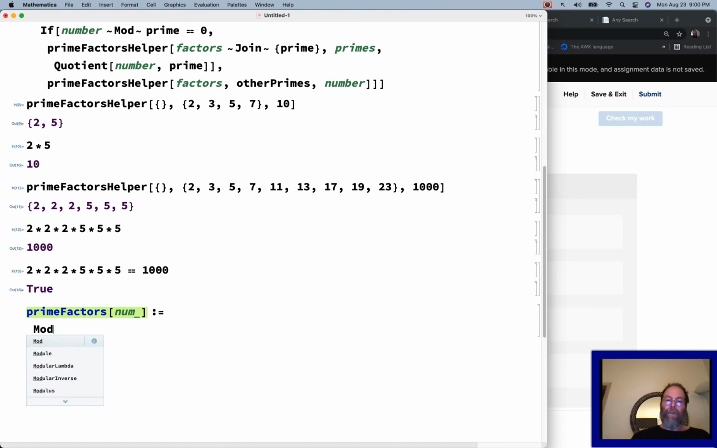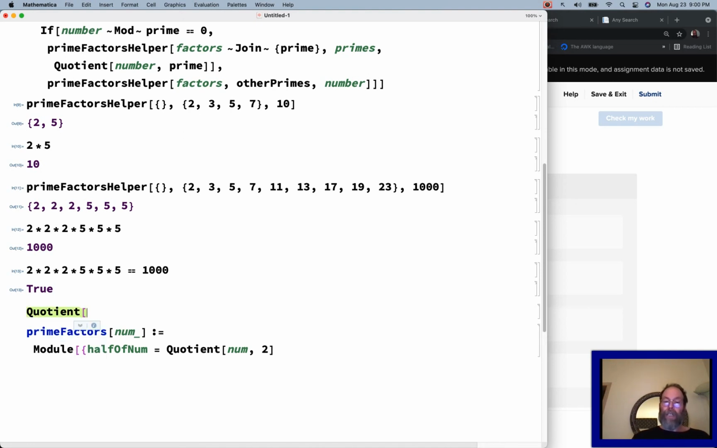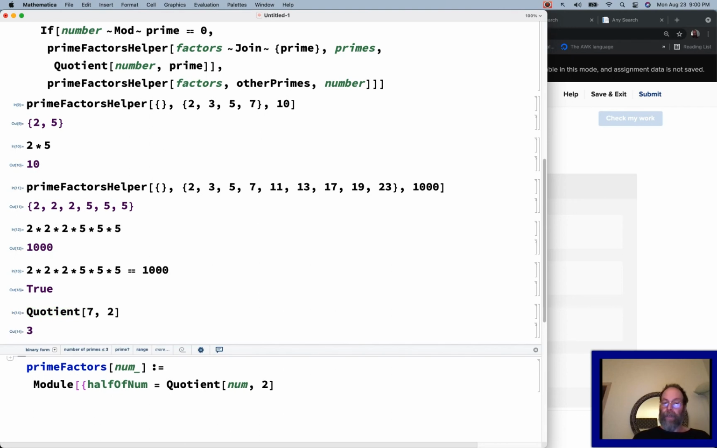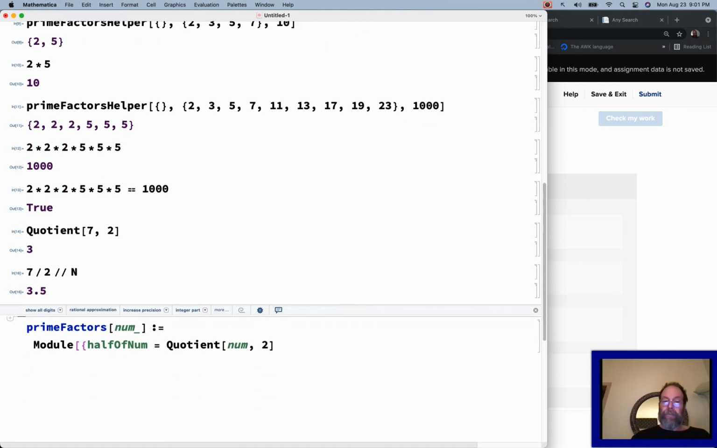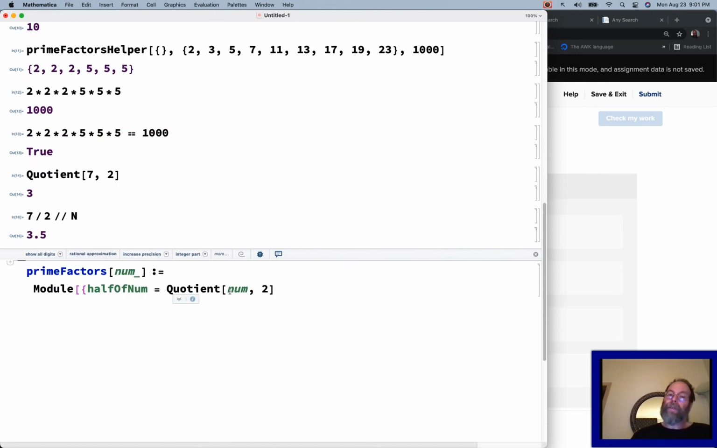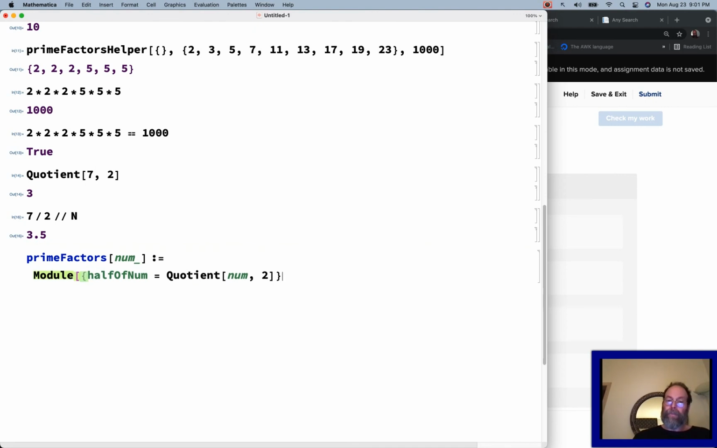I'm going to create a local variable, module. Half of num is equal to the quotient. Okay, this is the integer division. Integer division, not rational division, but integer division. Quotient 7, 2 should be 3, right? But 7 divided by 2 is actually 3.5. So half of num is equal to quotient num, 2.